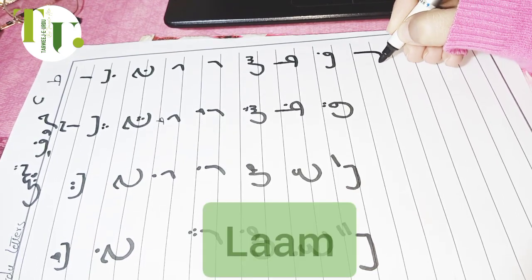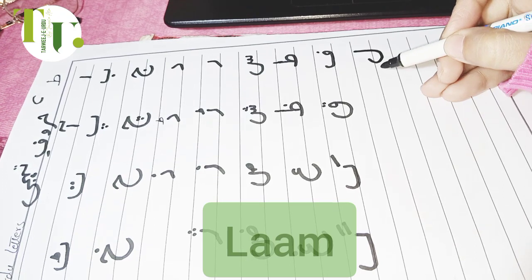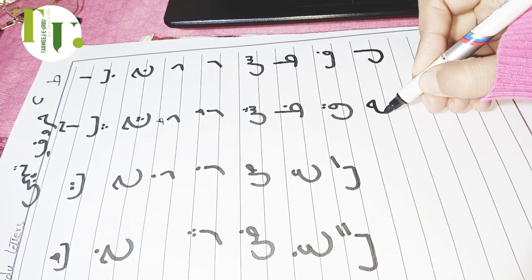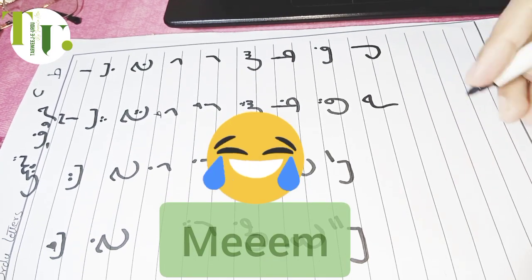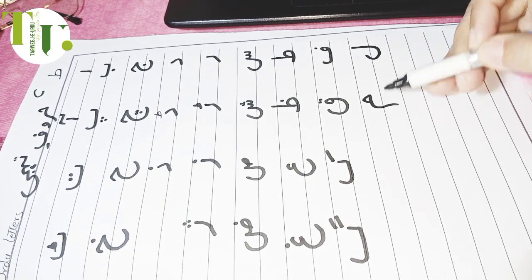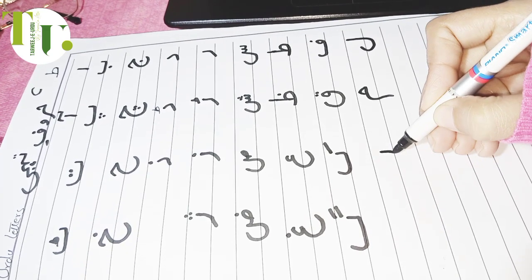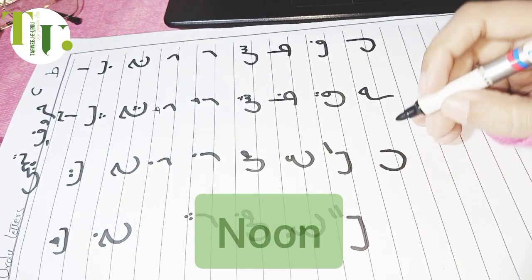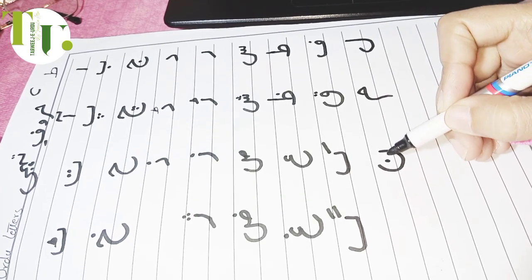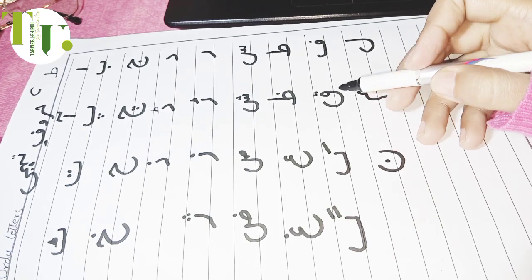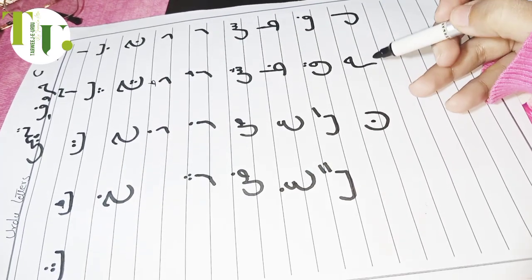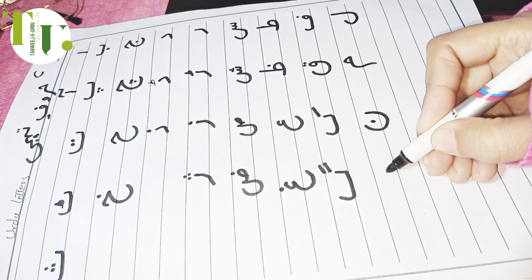Lam, you can see that lam has to cross the line. Lam. Then you have to write meme. Meme like M sound, and lam is like L sound. Lam, meme. Then you have to write noon. Noon has the same shape as qaf, like U, and here at the middle of the shape you have to put one dot, and you can see noon has to cross the line. Lam, meme, noon. Noon hunna.